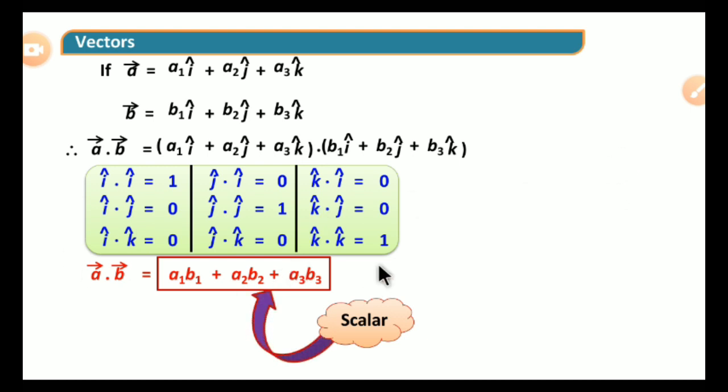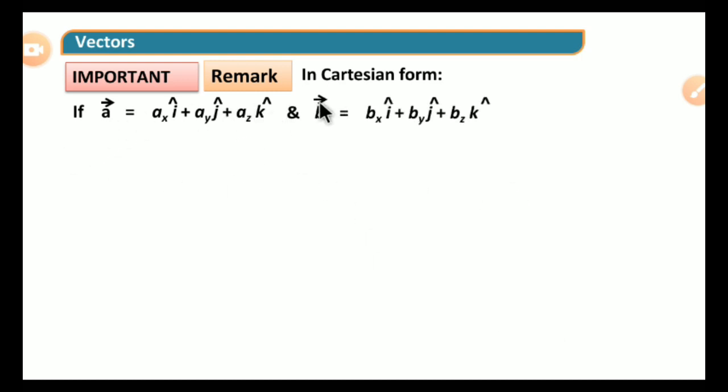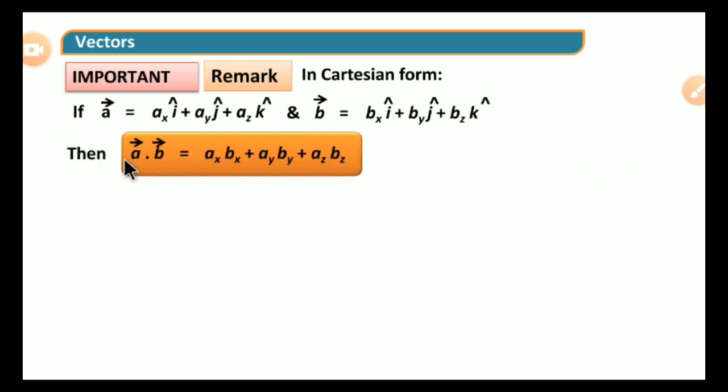Scalar quantity, because here it gives a number. So here we will see one important remark. In Cartesian form, if vector A is equal to axi plus ayj plus azk, and vector B is equal to bxi plus byj plus bzk, then vector A dot vector B is always equal to ax bx plus ay by plus az bz. We have already seen this in the previous slide.